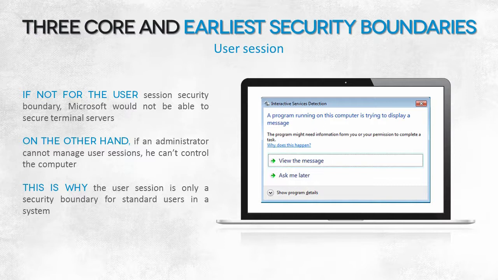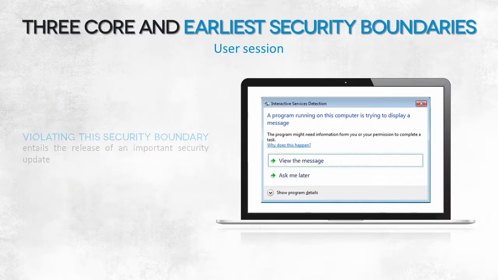Users with raised permissions, for example administrators, are able to cross the boundary within the rules provided for the boundary. This is supported by Microsoft. Violating a user session boundary will also entail a release of an important security update.